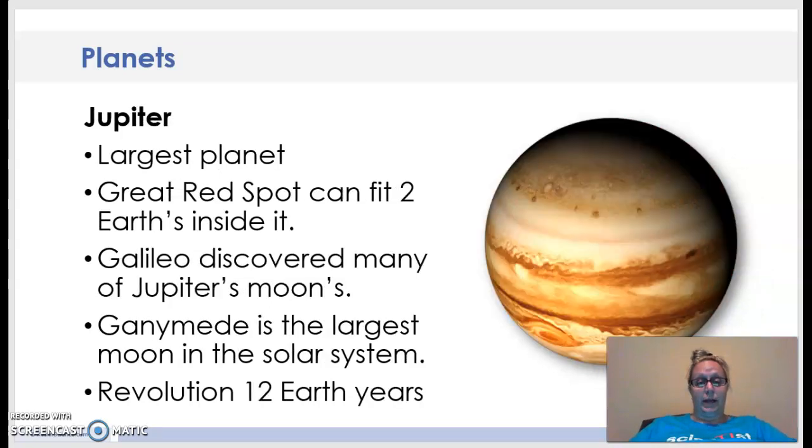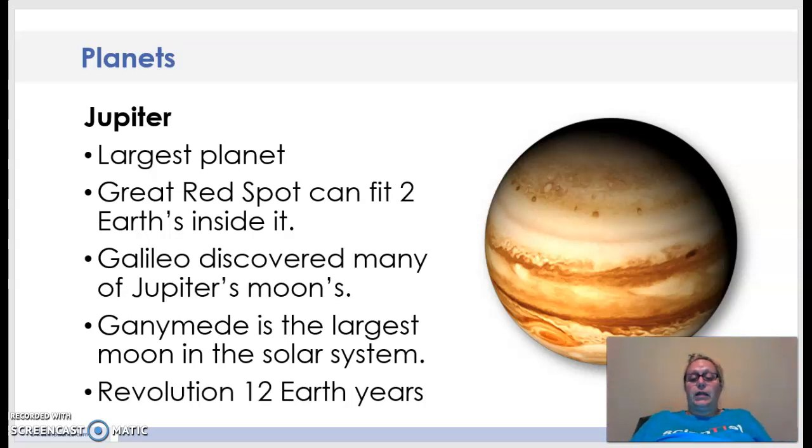On to the outer planets. Jupiter. Jupiter is the first planet outside the asteroid belt. It is also our largest planet. It's Miss Fierson's favorite too. I think it's the prettiest. It has a great red spot that can fit 2 Earths inside of it. They say that's a storm that's happening on the planet.